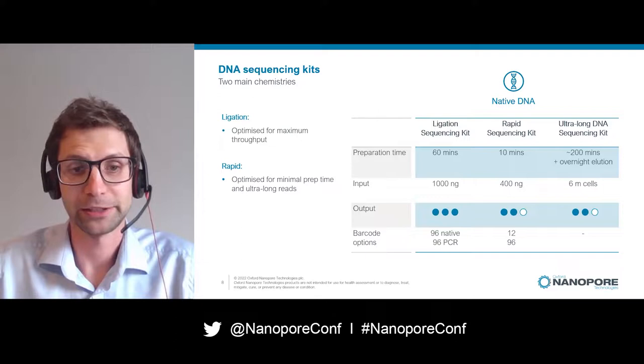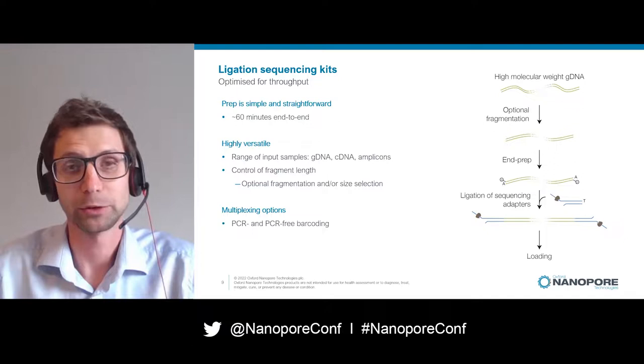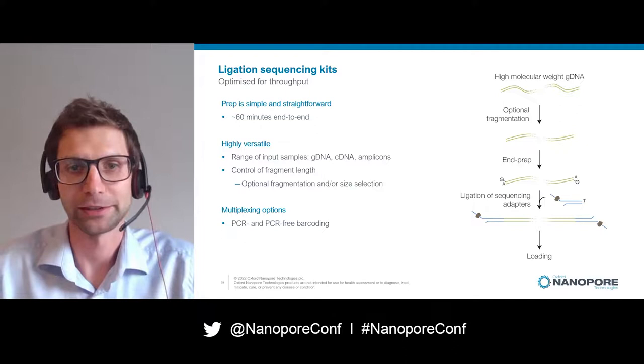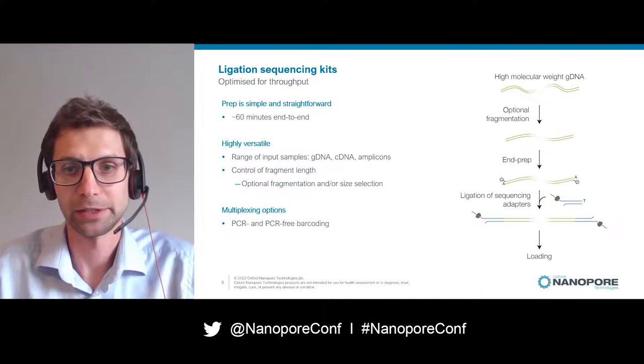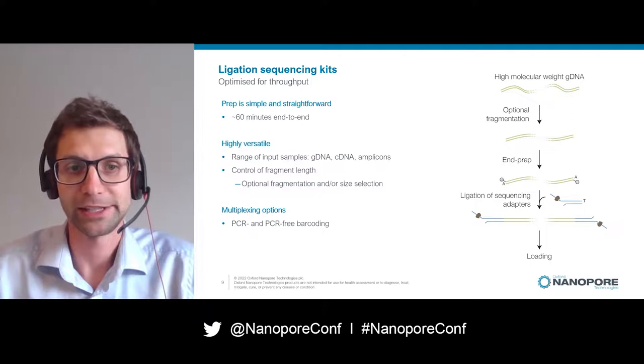Starting with the ligation sequencing kit, optimized for high data output. It was the first sequencing kit that we released, and it's still the most versatile kit. While it is optimized to deliver the highest outputs, it's still fairly simple and straightforward. It includes two enzymatic steps. The first one is the end prep, where we tag the DNA ends with 5' phosphate and 3' adenine overhangs, which prepares the DNA for the second enzymatic step, where we ligate the sequencing adapters.